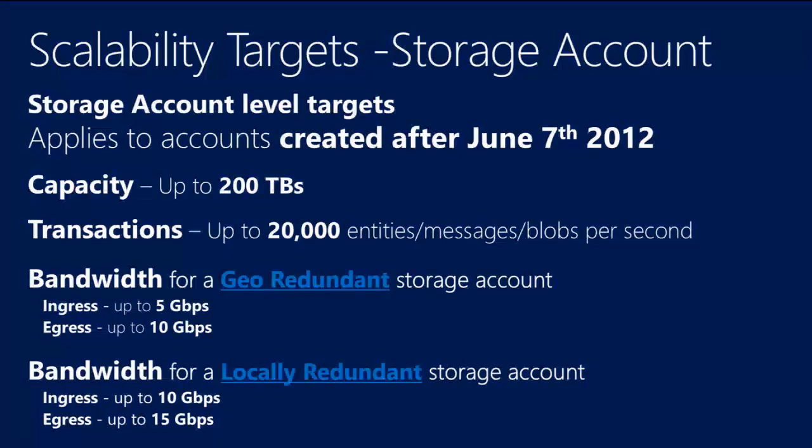All right, so let's jump right into it. Scale. So these are the scalability targets for a given storage account. These are any account created after June 7th, 2012. You can check this in the portal. The capacity is up to 200 terabytes. You can have 20,000 transactions per second. And then the bandwidth targets for geo-redundant and locally redundant storage are down there. You can see that they're different. It's 5 and 10 for geo-redundant and 10 and 15 for locally redundant.